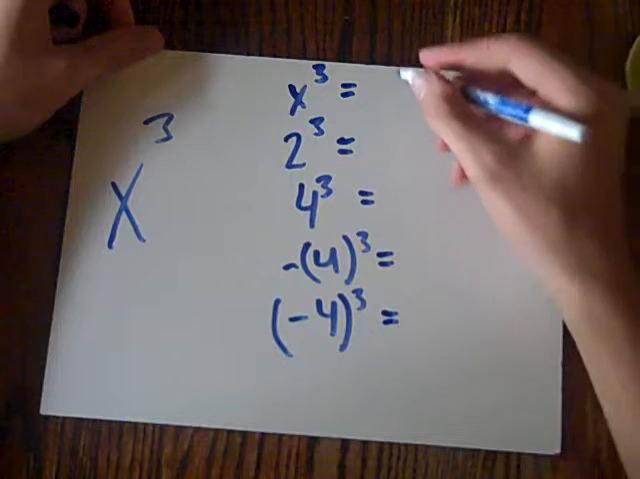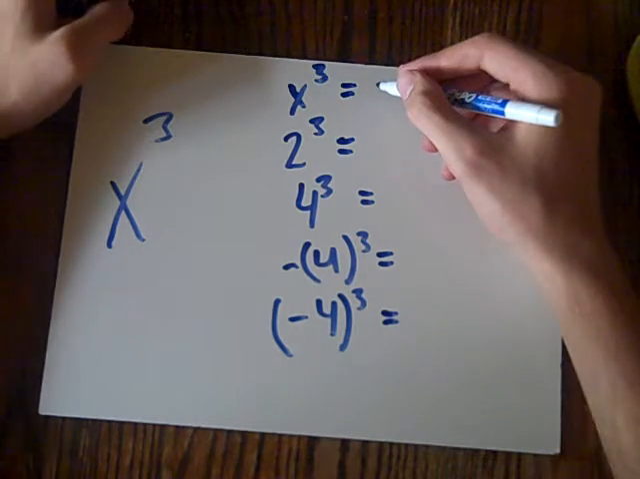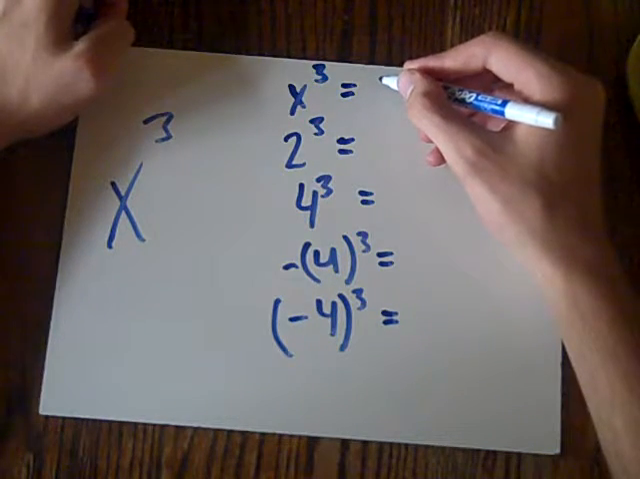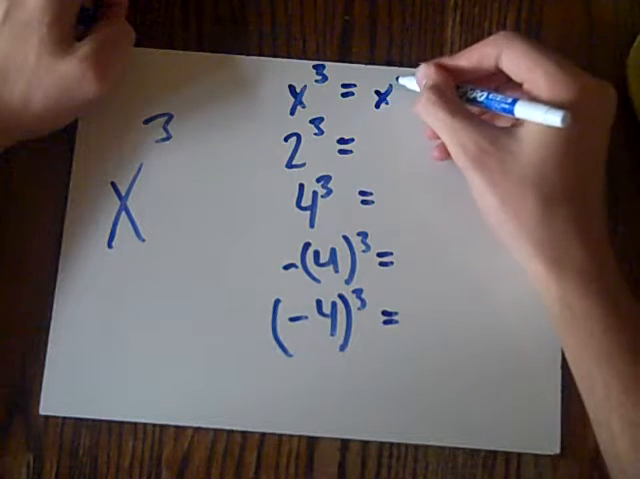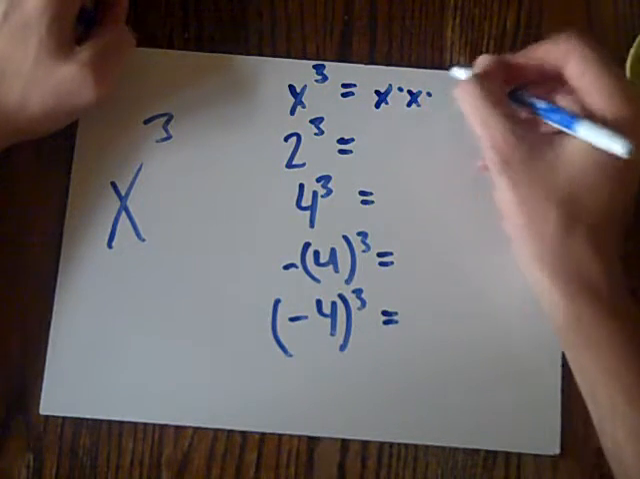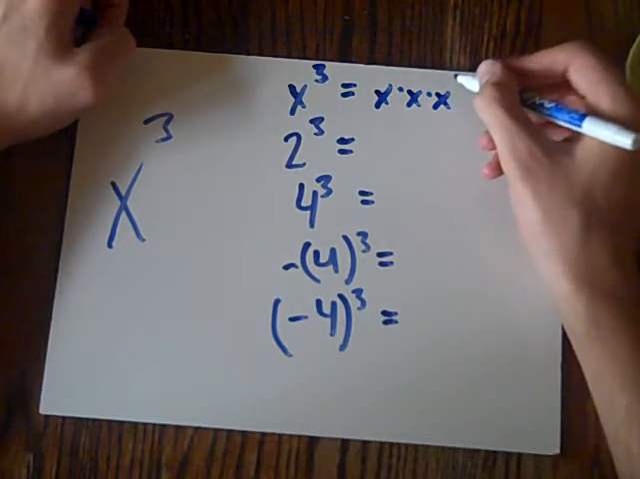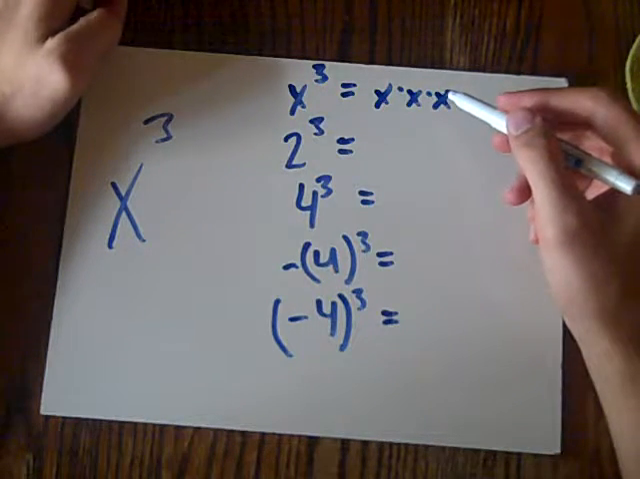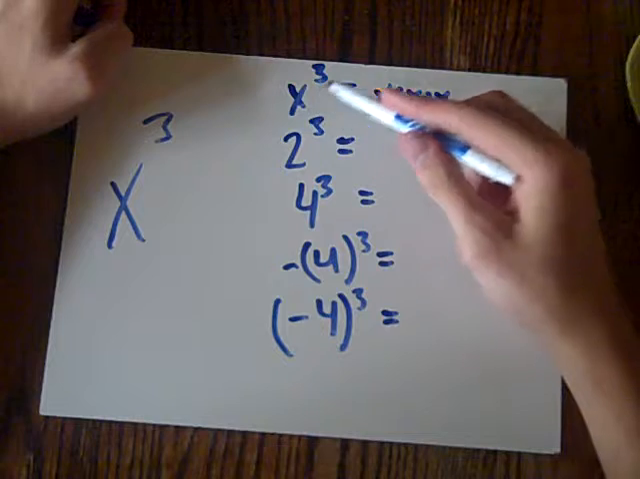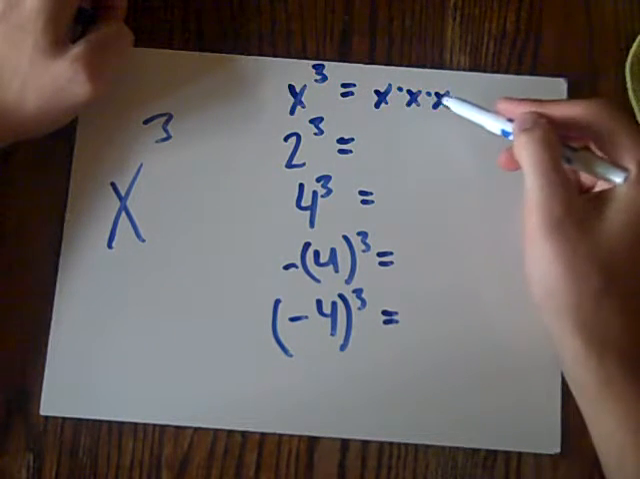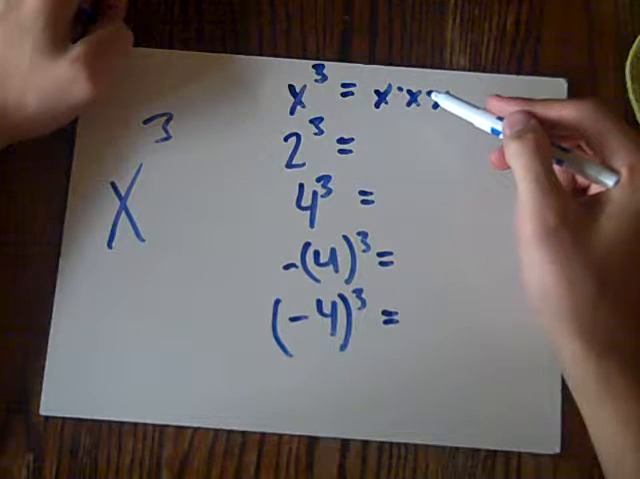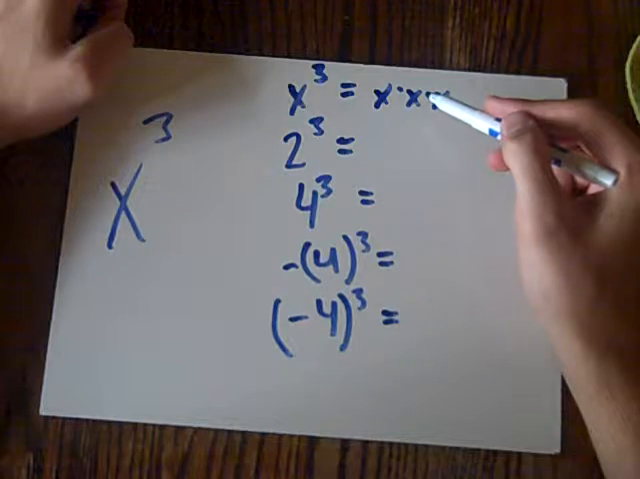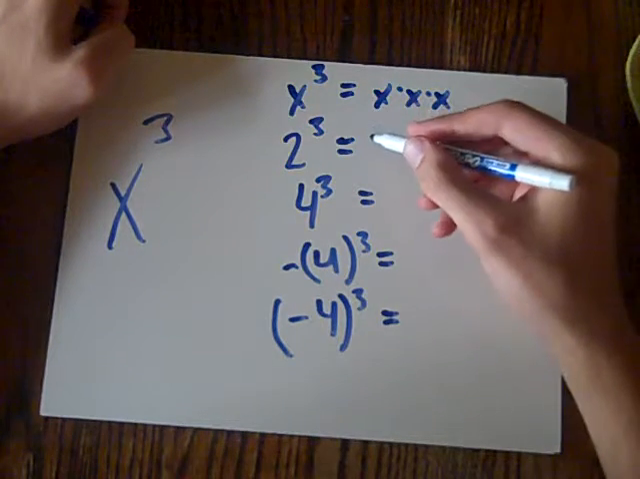And here's what it means. What it means is x times x times x. Basically, that's what it means: x multiplied by itself 3 times. So, yeah, that's what it means.